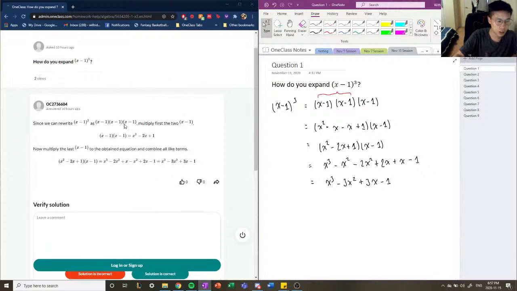So the junior tutor also provided the solution. They expanded the first two terms together to get our first factor, and then they used this to expand it with the other x minus 1 to produce the final answer, which is x cubed minus 3x squared plus 3x minus 1. So this solution is correct. Good job. Cool. All right, so let's move on to the second question.